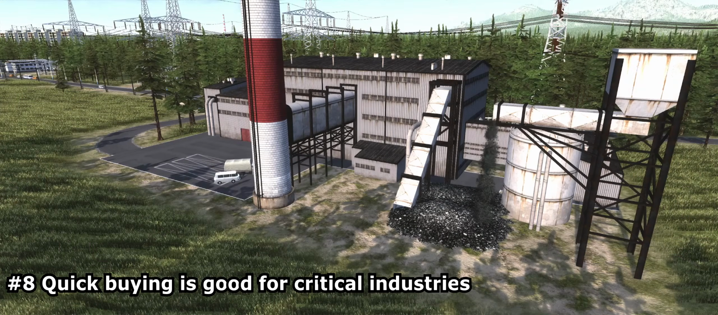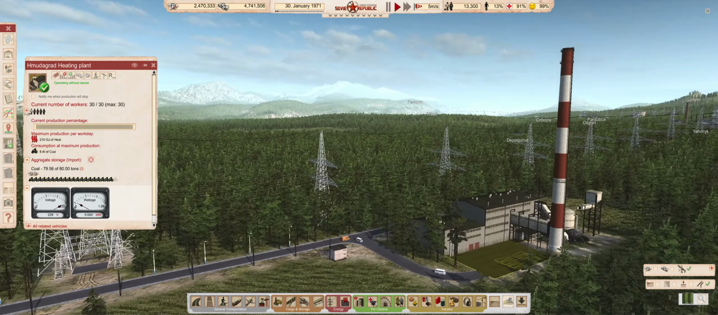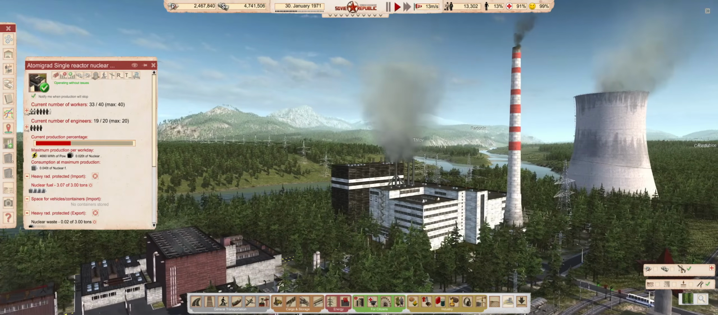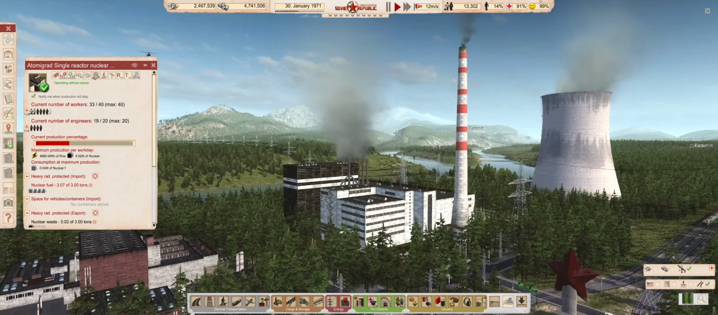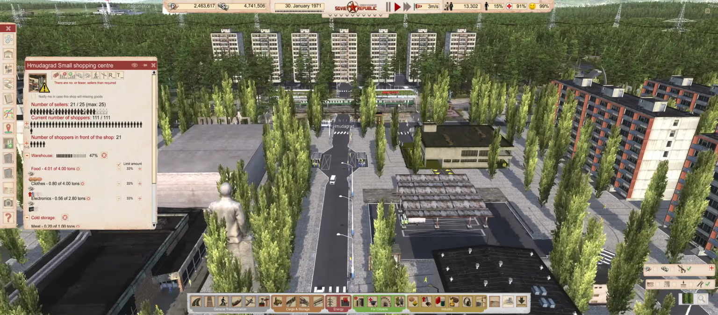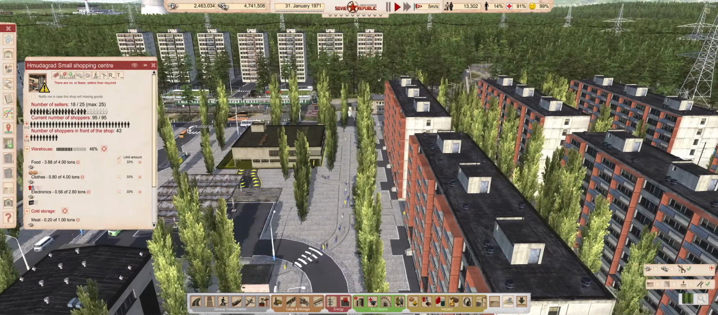Number 8. Quick buying is good for critical industries. There are certain buildings in your republic that are essential for survival. Heating plants, power stations, grocery stores, etc. Even if you are 100% confident in your delivery network, it is still a good idea to have a minimal amount of resources being quick bought in these facilities in case of an emergency.